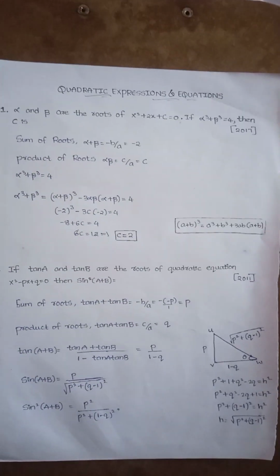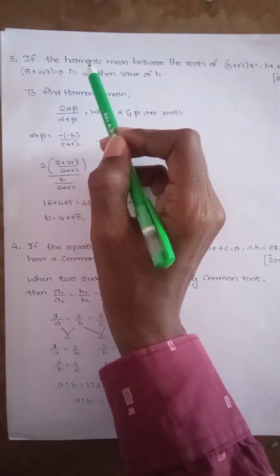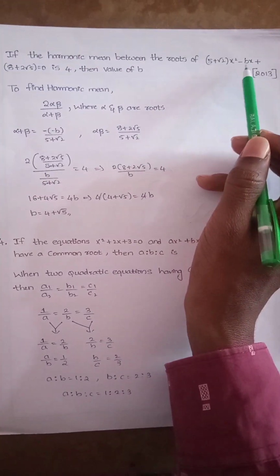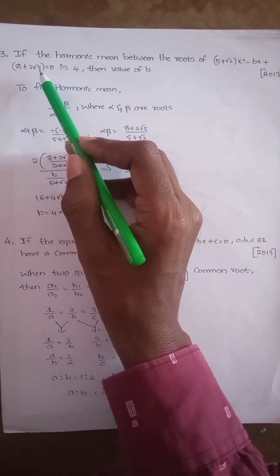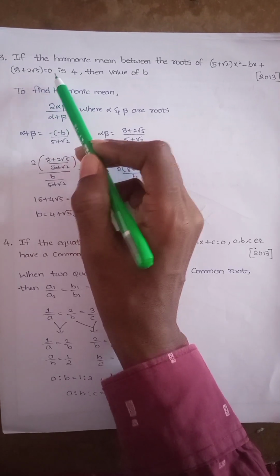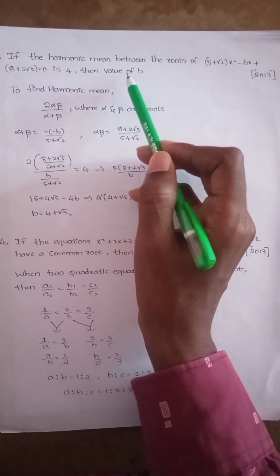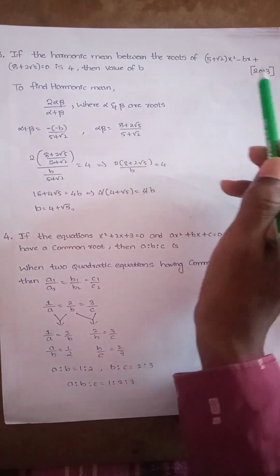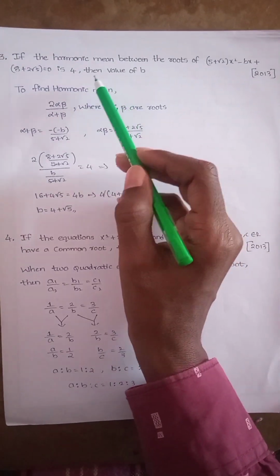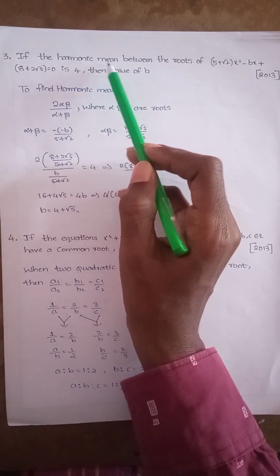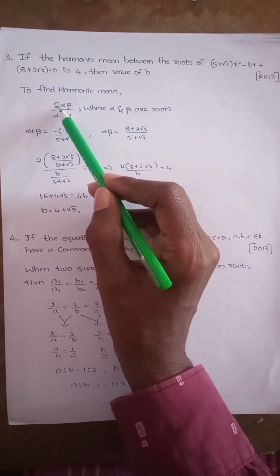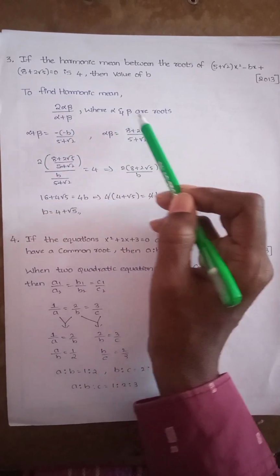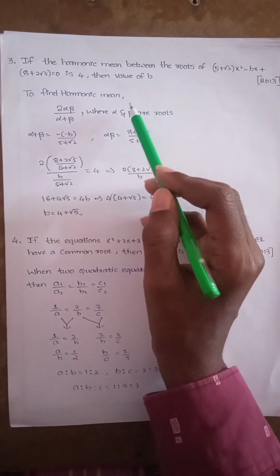right? And the next question is, if the harmonic mean between the roots of (5 plus root 2) x square minus bx plus 8 plus 2 root 5 equals 0 is 4, then what is the value of b? It was asked in the year 2013, right? Whenever we want to find the harmonic mean, we have a formula, that is 2 alpha beta by alpha plus beta, where alpha and beta are the roots of the quadratic equation, right?